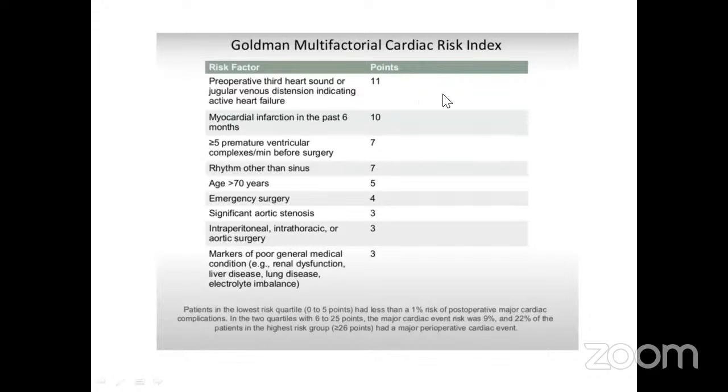This is the Goldman multifactorial cardiac risk index. It's an older classification where we have perioperative third heart sound, myocardial infarction, more than 5 VPCs, age, emergencies, aortic stenosis, intra-arterial, intraperitoneal, and intrathoracic surgeries, and others for assessing. A score of more than 26 points carries a higher risk of 22% of major cardiac events.